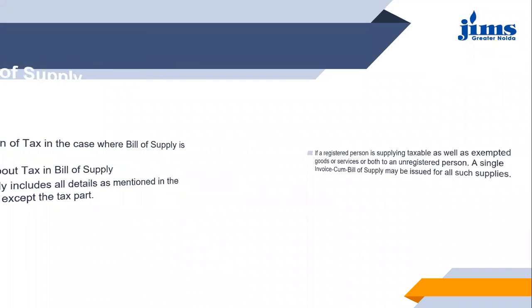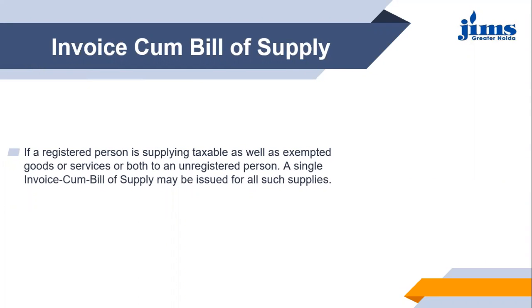Now we get to know one more term here, that is invoice cum bill of supply. It applies where a registered person is supplying to an unregistered person, and the supplies made to the unregistered person are both taxable supplies and exempted supplies, of goods or services or both.